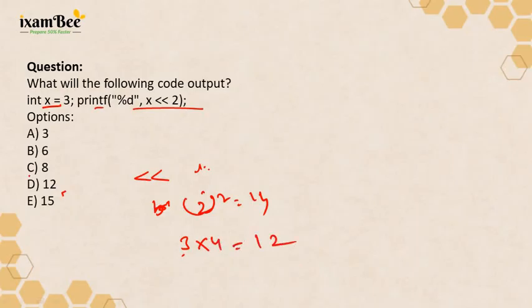So option A has the original value, that is 3, and option B is just doubling the value. Options C and E are unrelated. So the correct answer would be 12.